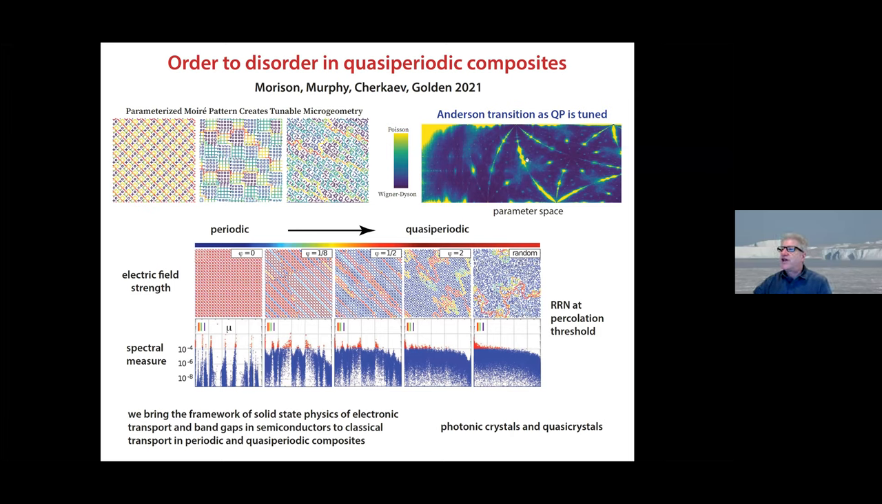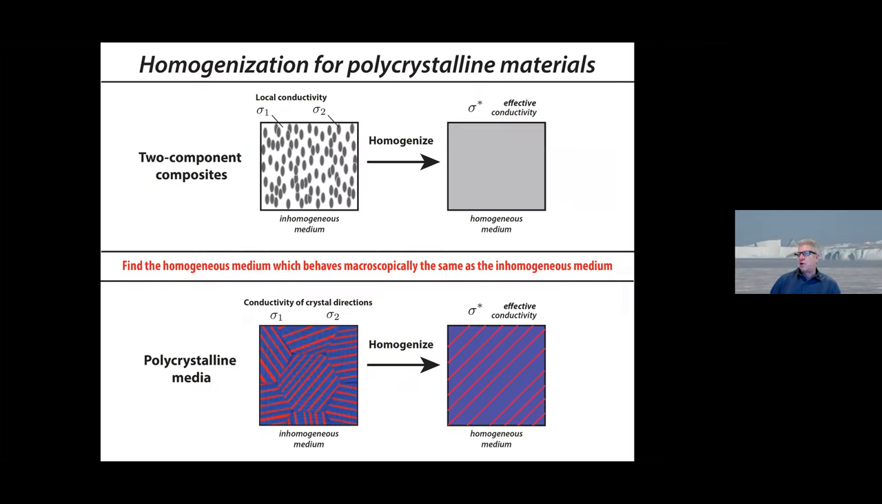And these are, anyway, yellow is like Poisson distributed eigenvalues, and the dark blue is the Wigner-Dyson repulsion. So you see this incredibly complex structure and underlying fractal structure in the parameter space. The takeaway here is that through our analysis of sea ice structures, we were able to make a parallel between the framework of solid state physics of electronic transport, quantum transport, band gaps and mobility edges in semiconductors, and put that on an equal footing with classical transport in periodic and quasi-periodic systems. And again, this is one of the spin-offs of our sea ice work.